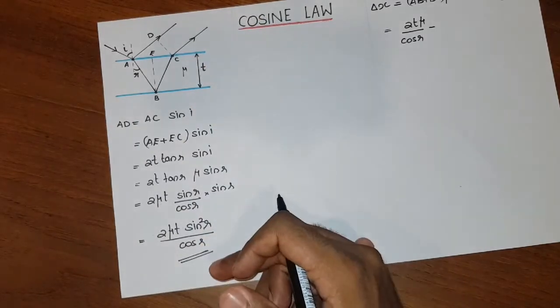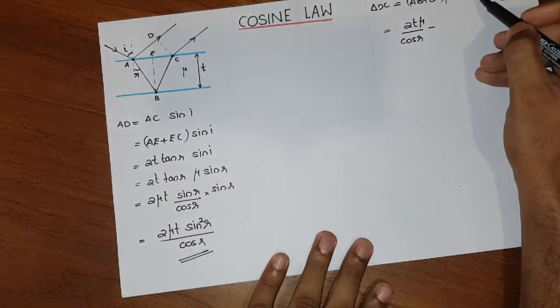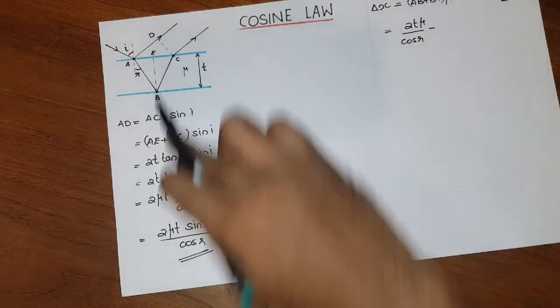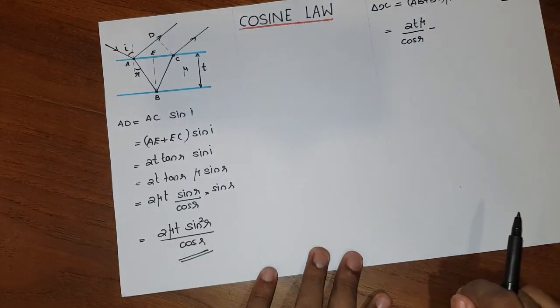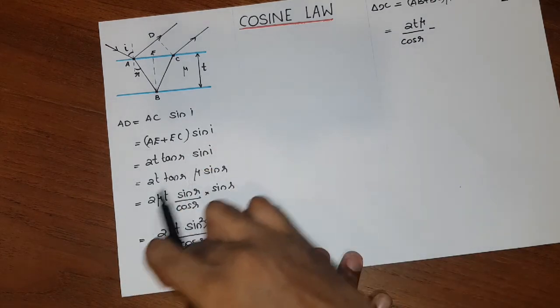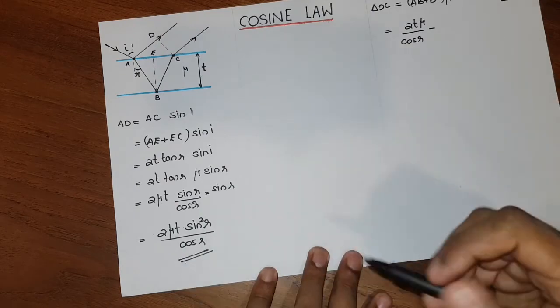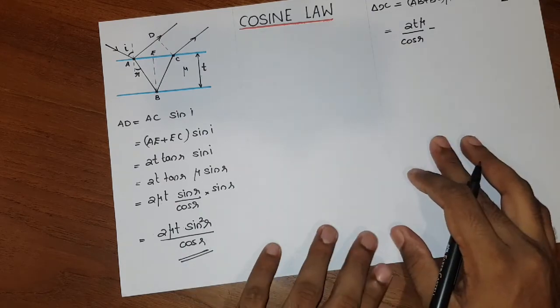Why did I do all this? We simply knew that we needed AD, but now I converted this AD in terms of thickness and the refractive index, so that the final format will be in terms of these things. So the path difference can be known just by knowing the value of thickness and the refractive index.